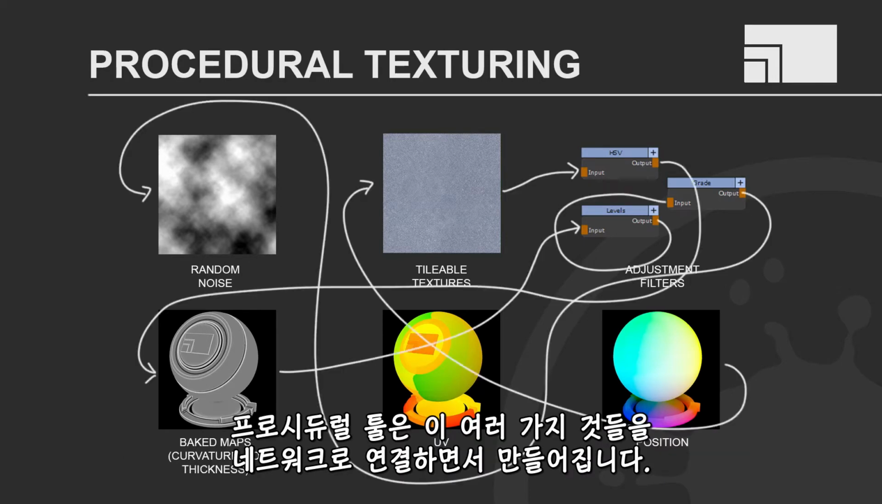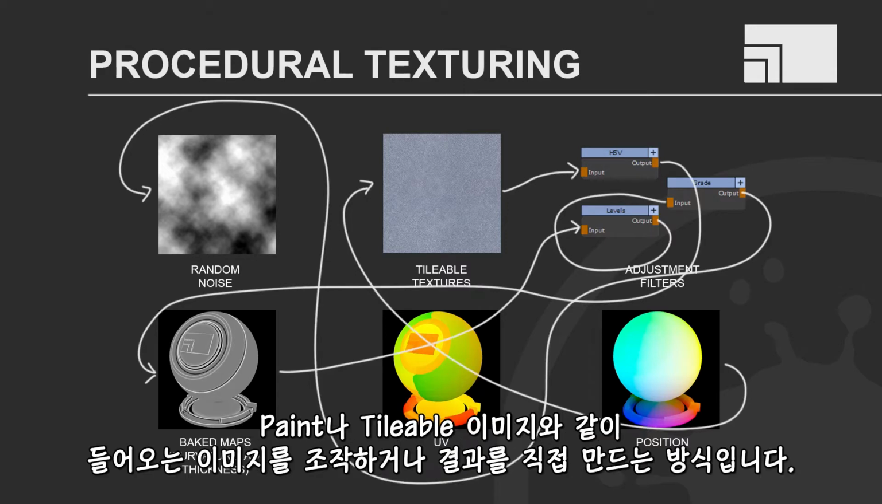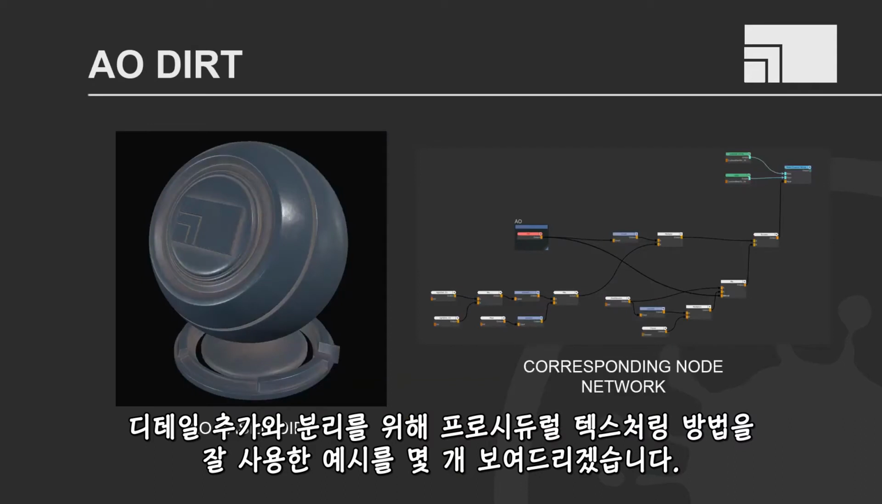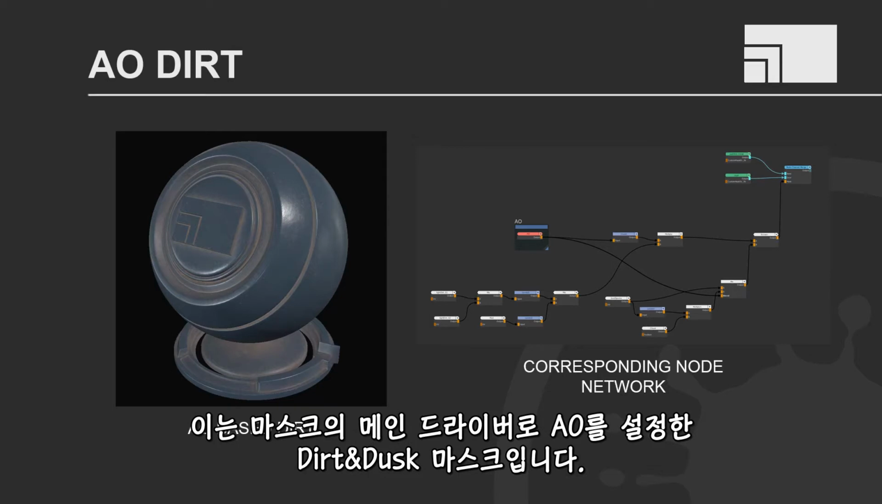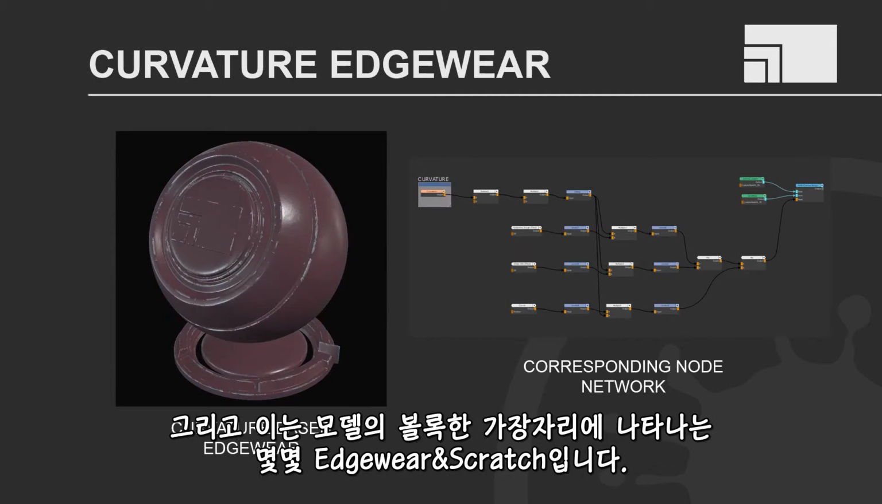A procedural tool is created by connecting a bunch of this stuff together in a network that either manipulates an incoming image like paint or a tileable image, or creating a result all on its own. Here are a couple of examples of assets that use some nice procedural texturing methods to add detail and breakup. This is a dust and dirt mask set up with AO as the main driver of the mask. And here are some edge wear and scratches that show up on the convex edges of this model.